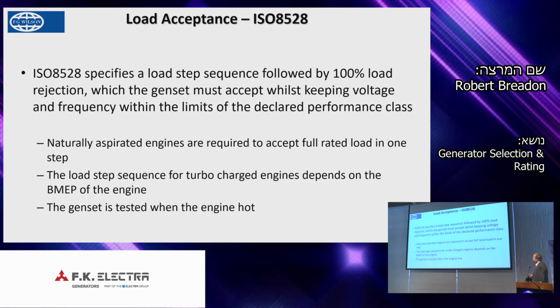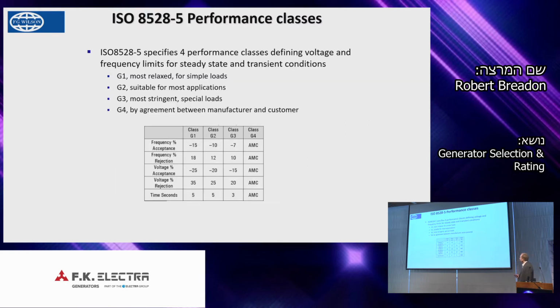So in an ISO test, effectively what we're doing is putting load on the machine and checking that it will do a load step sequence and reject 100% of its load and stay within the regulations that we stated. So on full rejection, if it's a 55 hertz machine, it cannot go above 55 when 100% load is taken off the machine.